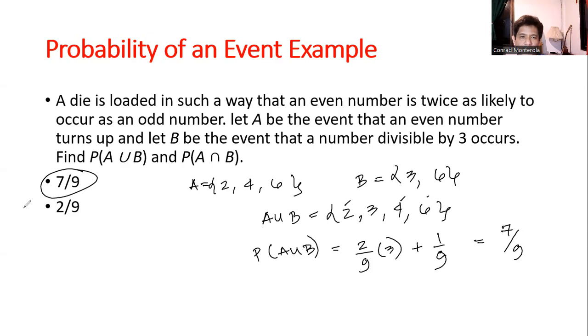Now let's calculate the probability of A intersection B. So the elements of A intersection B, you need to find what is common between the two sets. Ano? So what is common between the two sets is only 6. So what is the probability that the die will give us a 6? So since 6 is an even number, that would be 2/9. Okay?